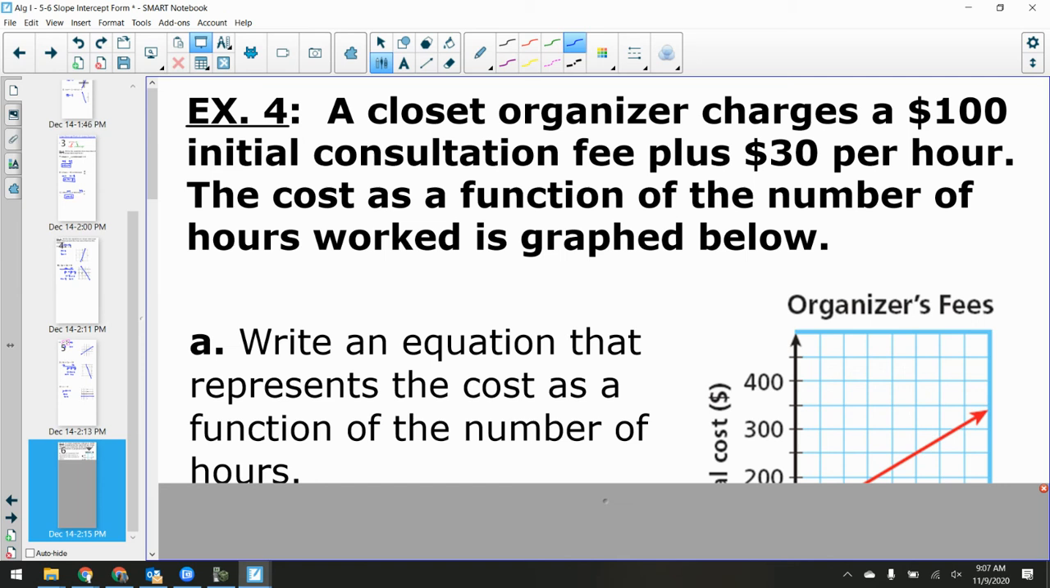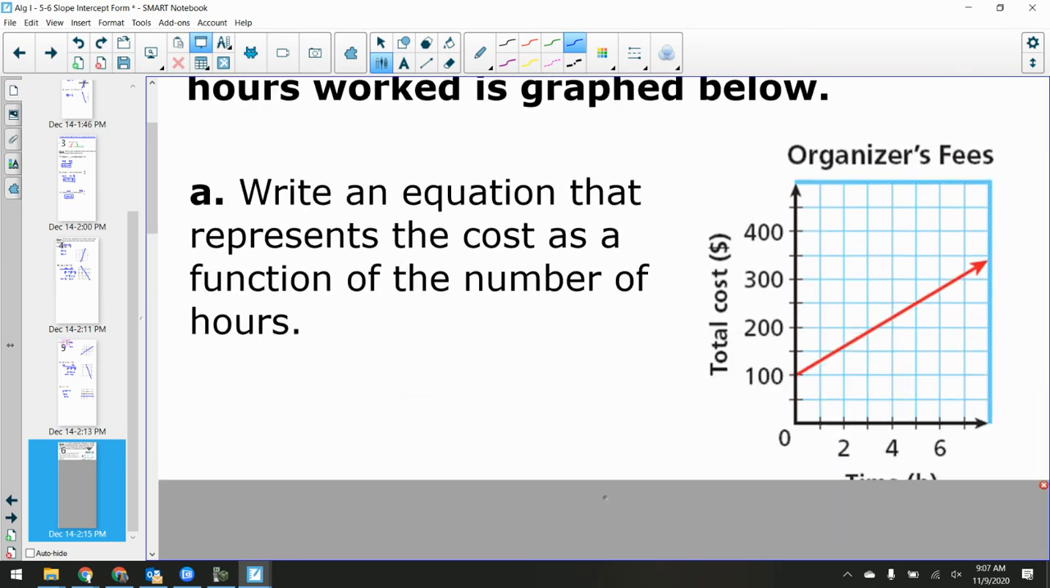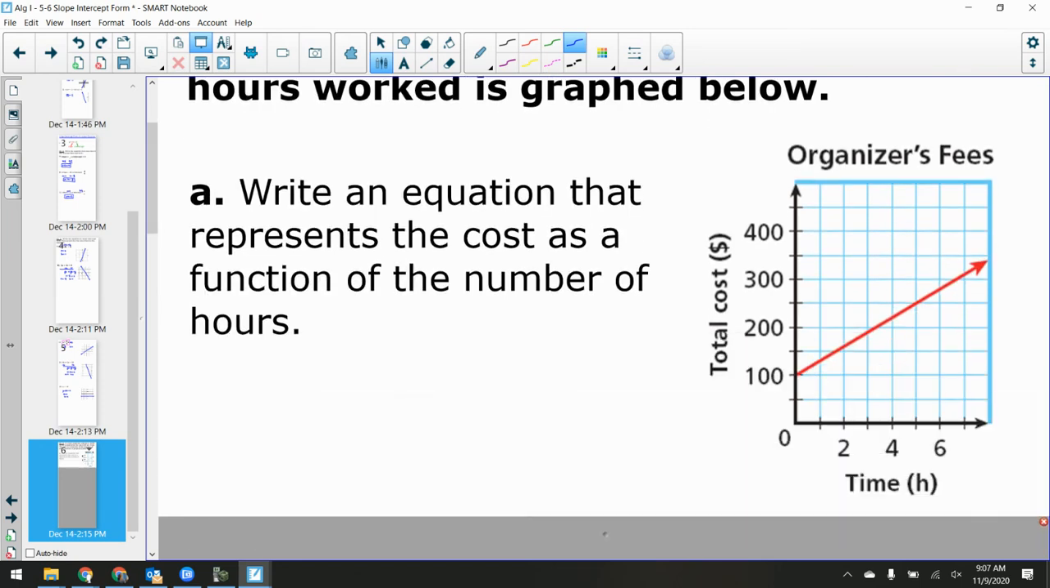Okay, we have a $100 consultation fee, and then $30 per hour. What's the equation that would match that? Rosalie? Y equals 30x plus 100. Good. Y equals 30x plus 100.